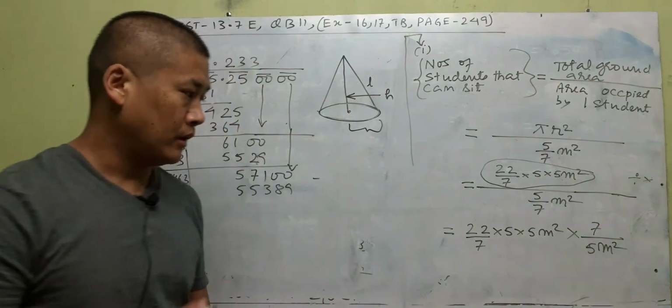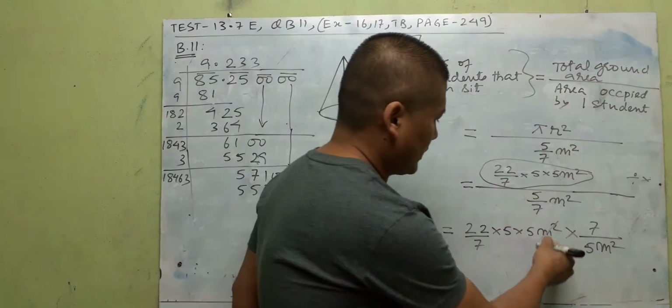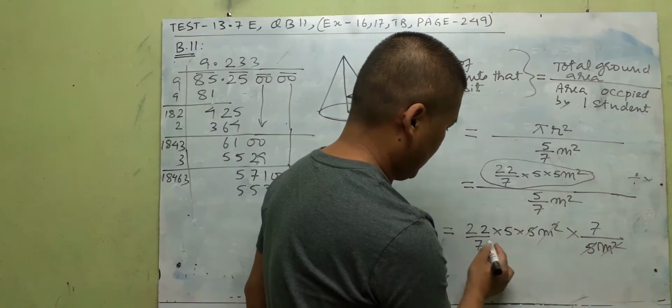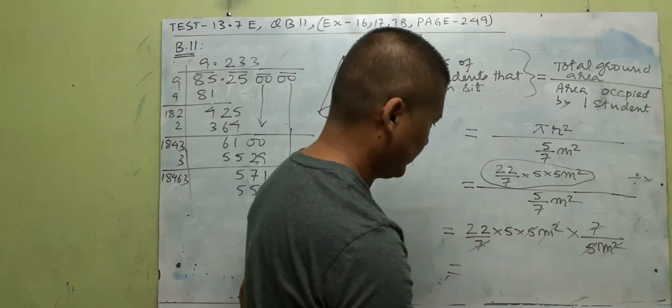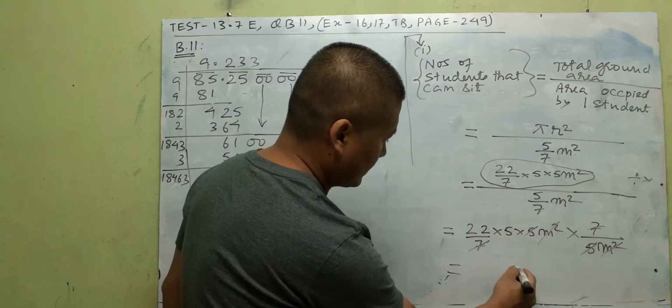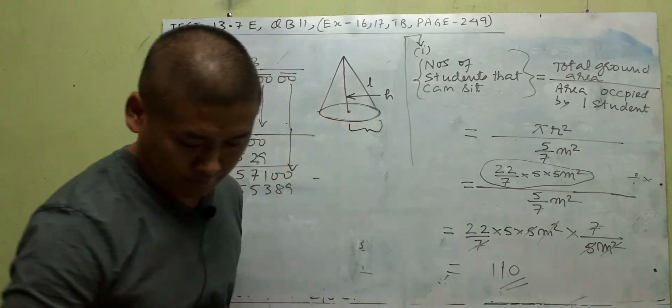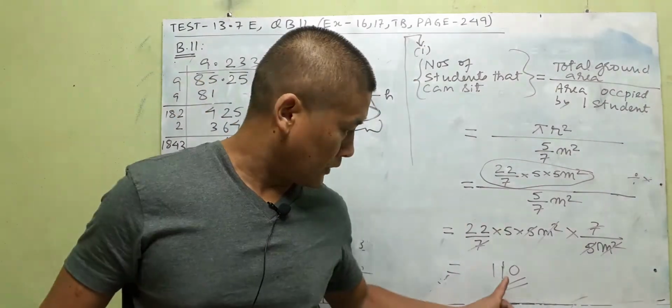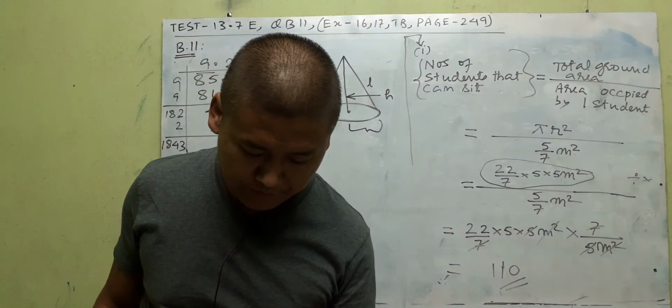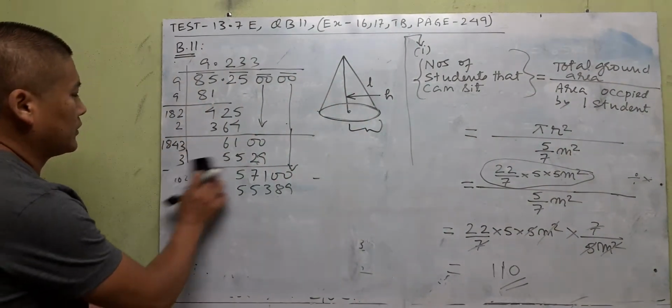That's how we deal. Now we can cancel this meter square, 5 and 5, 7 and 7, so you're going to get here 5 2s are 10, 11, 110 students can sit on the ground. Total number of students, this is a large area. Then let us go to number 2.